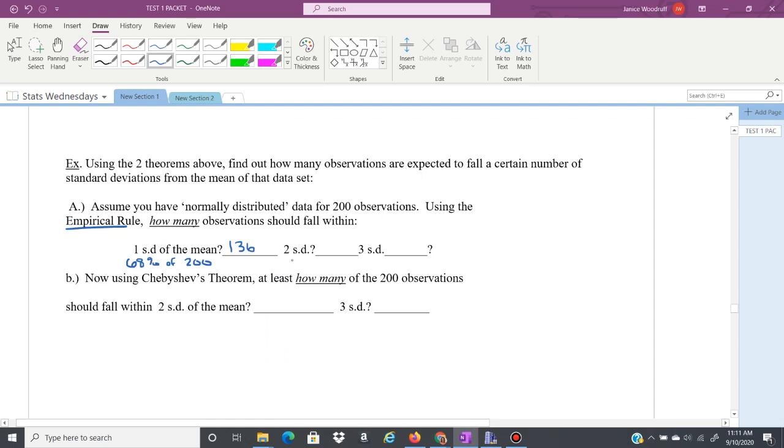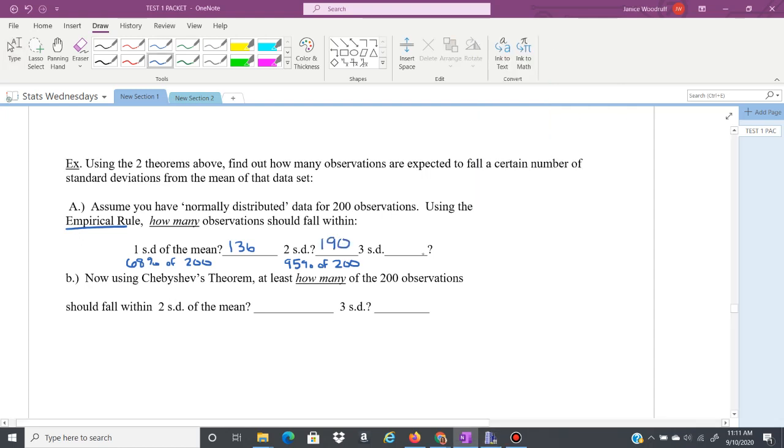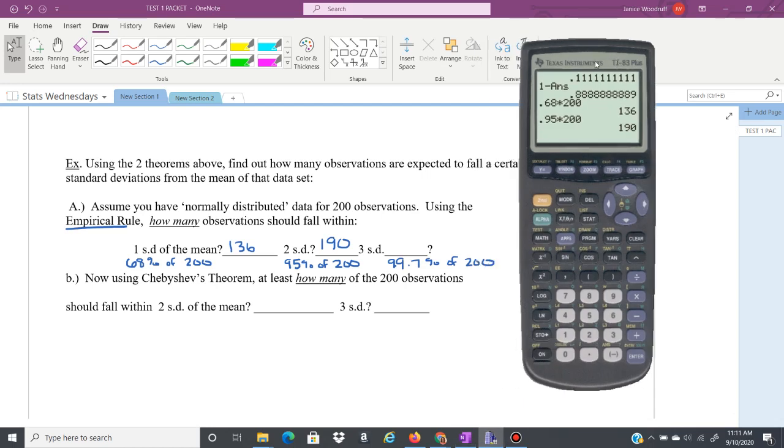2 standard deviations would be 95% of 200. How many would that be? 190, so 0.95 times 200. And then 3 standard deviations would be 99.7% of 200. How many would that be? Yeah, so 199.4.